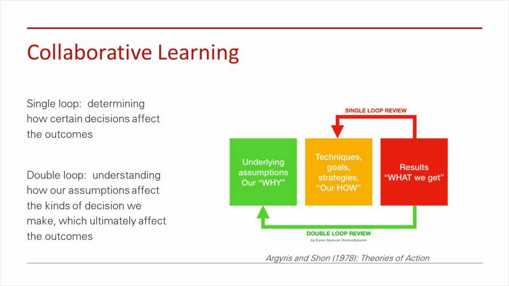The third principle is collaborative learning. The work of Chris Argyris is useful here when we think about how essential collaborative learning is in digital policy. There are two ways that organizations learn. First, single loop, or determining how certain decisions affect the outcomes. And second, double loop, or understanding how our assumptions affect the kinds of decisions we make, which ultimately affect the outcomes.